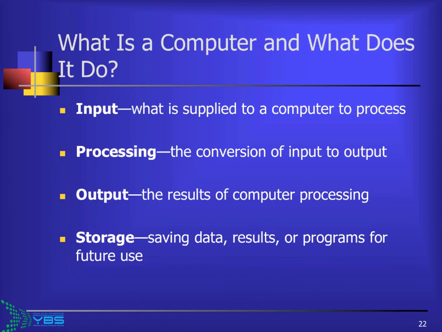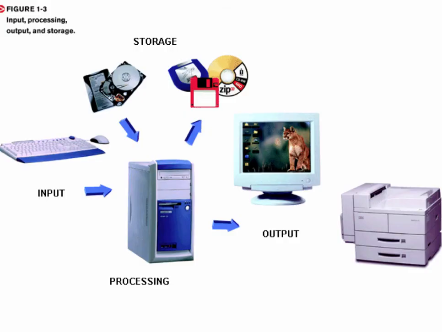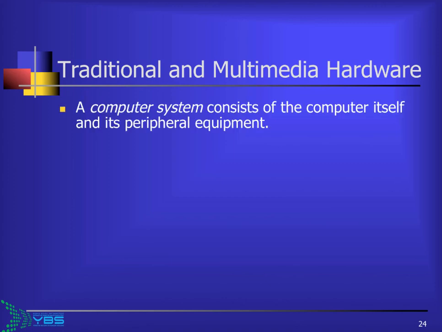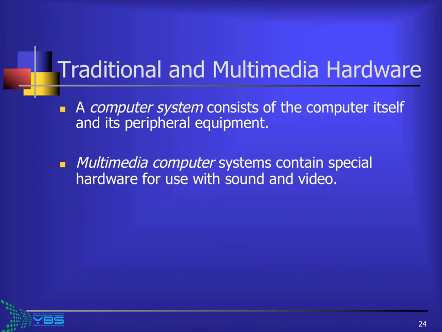And whatever we input and process, we have to save. Where are we going to save it? In some storage units. Let's see the system: storage, input, processing, output. And that's all. What is traditional multimedia hardware? A computer consists of itself and its peripheral equipment. A multimedia system contains special hardware for use with sound and video.